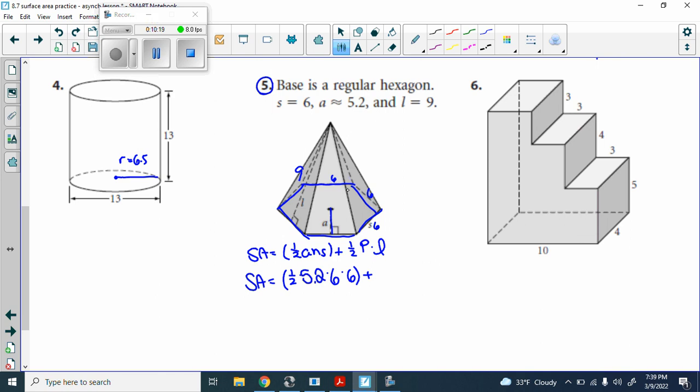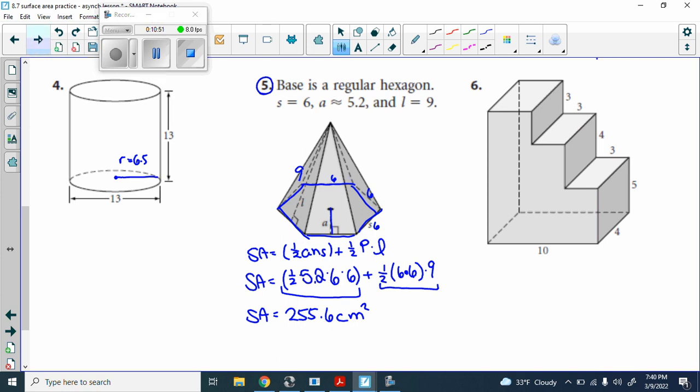Now for all of these triangles, we want just half of the perimeter. The perimeter is, again, of this hexagon, 6 plus 6 plus 6 plus 6 plus 6 plus 6, or 6 times 6. You could just make that 36 right away if you'd like. And then times our slant height of 9. Again, make this a single number, put it in the calculator, add them all together. We should get about 255.6 square centimeters.